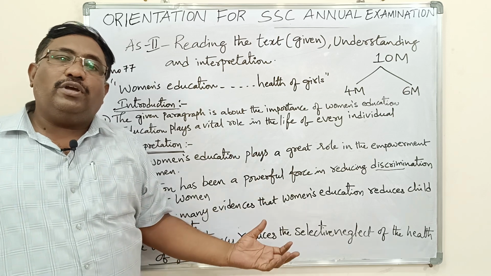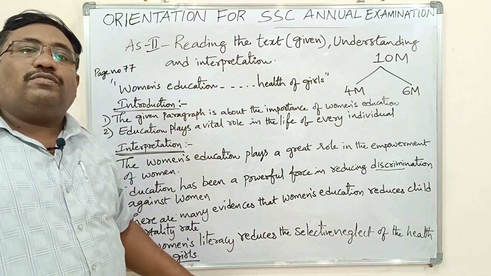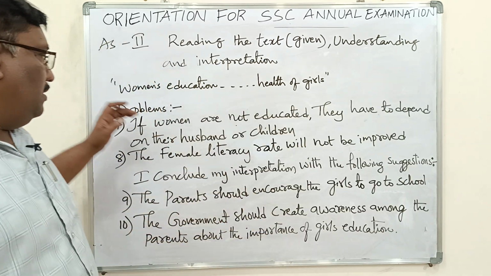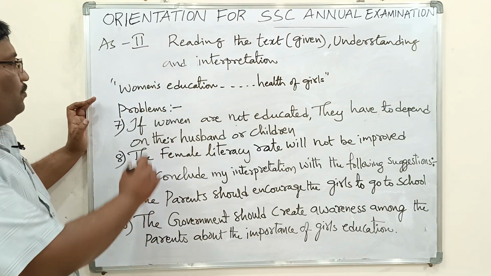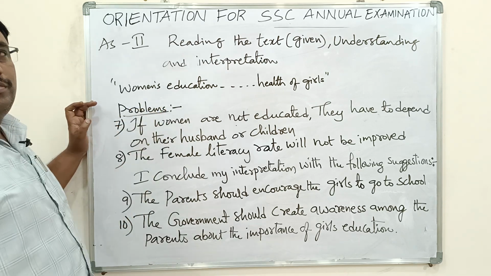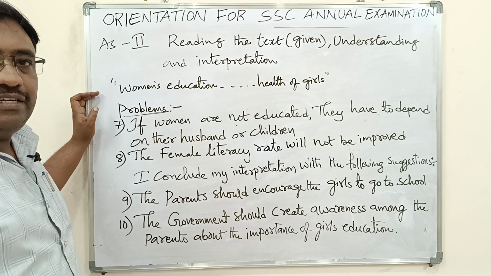So by which what they are doing? They are neglecting the health of the girls. Right, students, after the completion of the 6th point, now we are at the 7th point, and the heading is problems. What are the problems if women's education is neglected or if it is not encouraged?